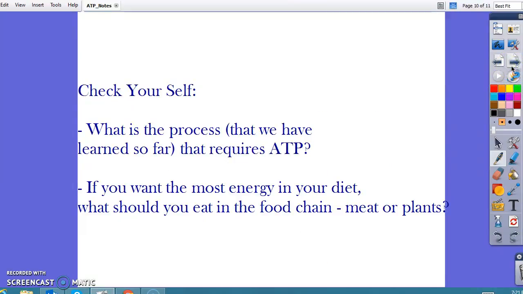So here's a check yourself, so make sure you write this down. I'll give you a second for that. Mr. Williams, if you want to pause it here too to give him a second to answer. I like to have him think, pair, share also.